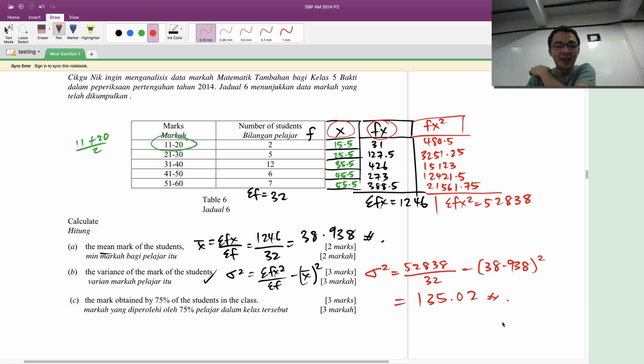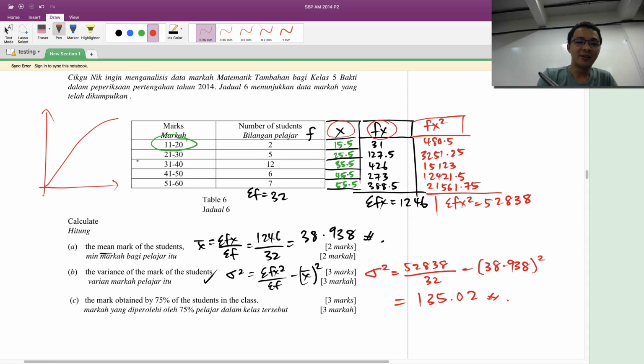Okay, the mark obtained by 75% of students in a class. If you understand 75%, actually it means the third quartile. Let's say I have a graph like this: if the question says 50%, it is the median. If the question says 25%, it means the first quartile. If the question says 75%, it is the third quartile. And remember, you will have the formula for the third quartile.